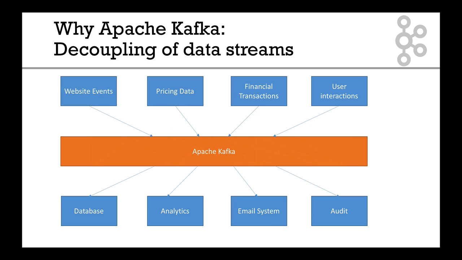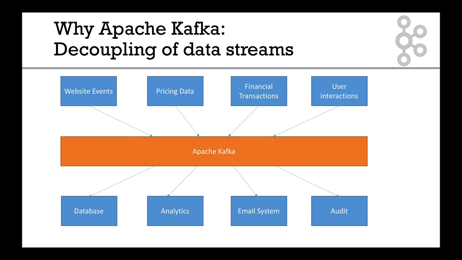So Apache Kafka comes in the middle. It helps you decouple your data streams. Basically, as an example, on the top we have all sources: website events, pricing data, financial transactions, or user interactions. And they will all publish the data to Apache Kafka. And then your databases, your analytics, your email systems, your audit, they can just take the data from Kafka and do whatever they want with it.